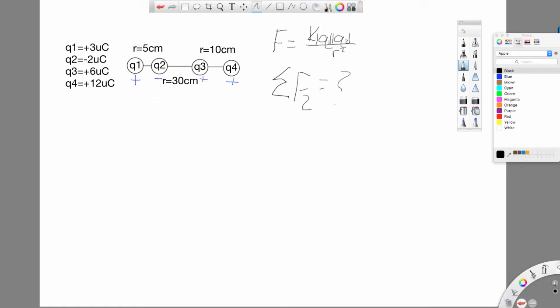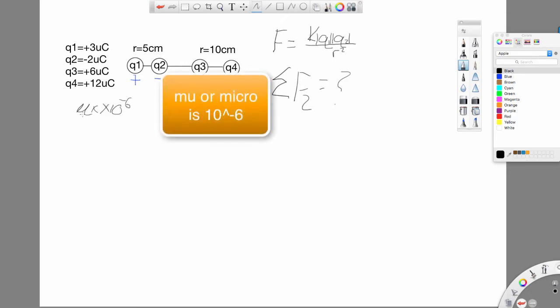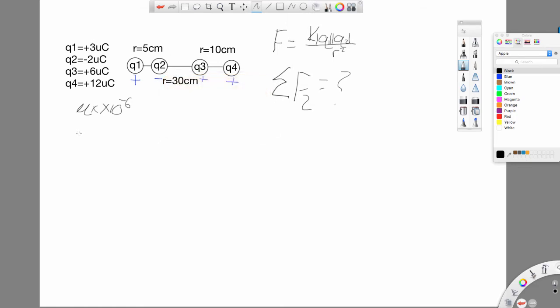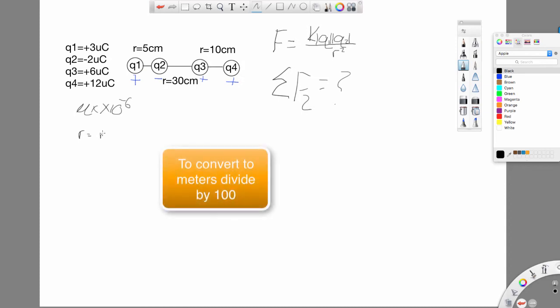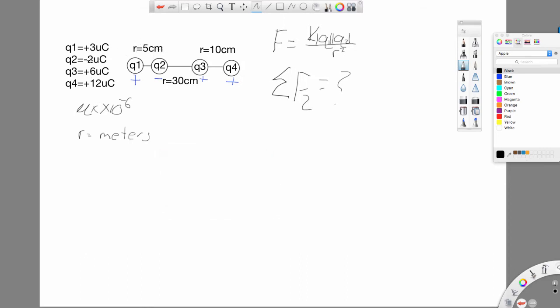So we list out our variables. We have all of our charges already listed out over here, our base equations up here, and our distances here. Now we have to make a couple of changes. First, whenever we have micro, we have to make that times 10 to the negative 6th. So for all of these numbers, we're going to add times 10 to the negative 6th. Centimeters, for our radius, has to be in meters. So we have to make those conversions: distance needs to be in meters, and microcoulombs needs to be converted to coulombs for our charge.